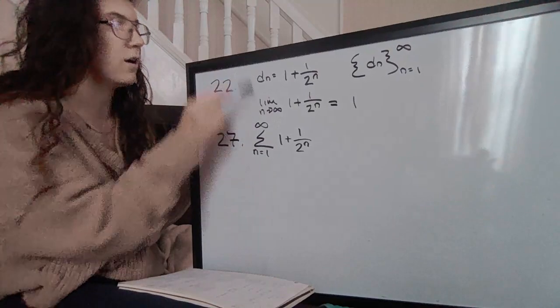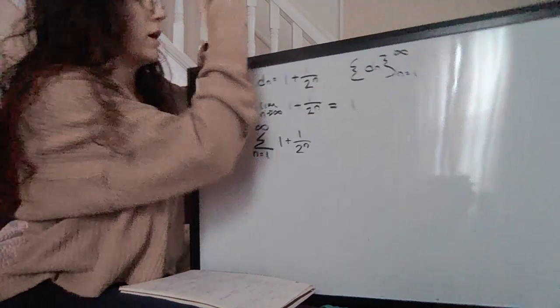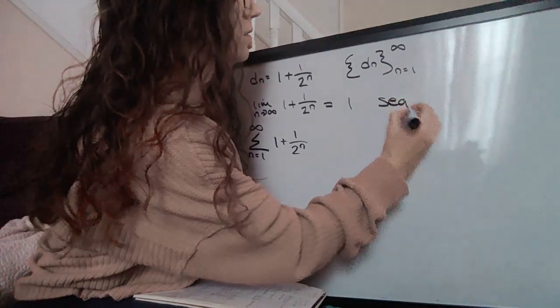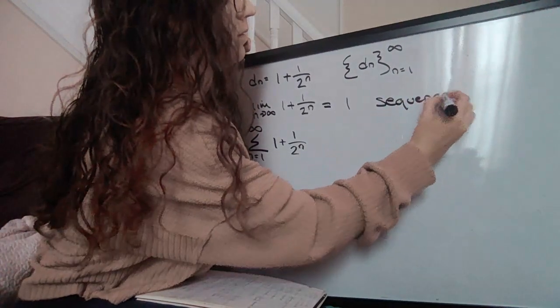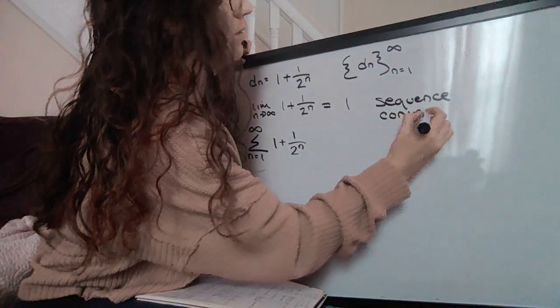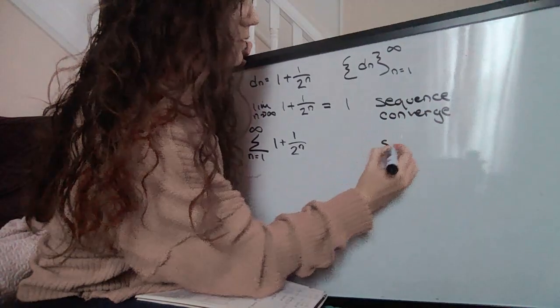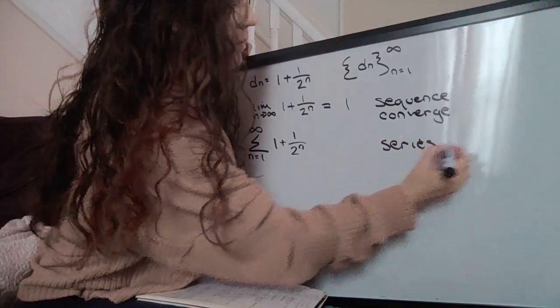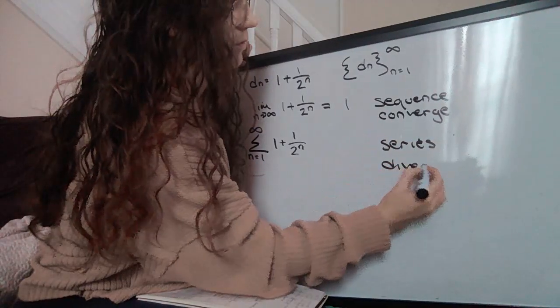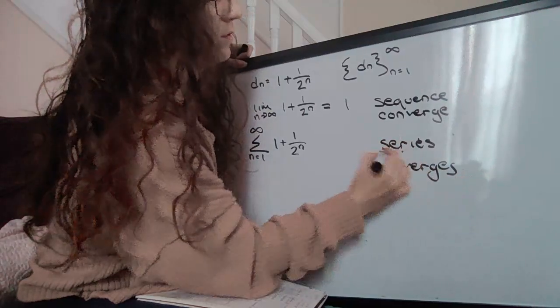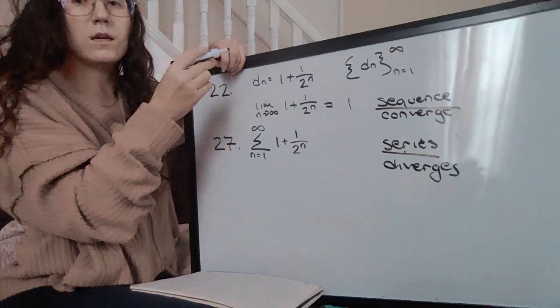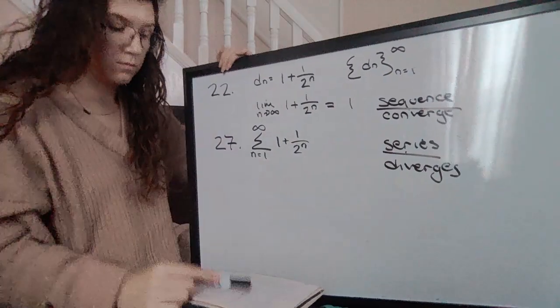And again, here is our big difference: our sequence converges, but the series diverges. Key distinguisher there.